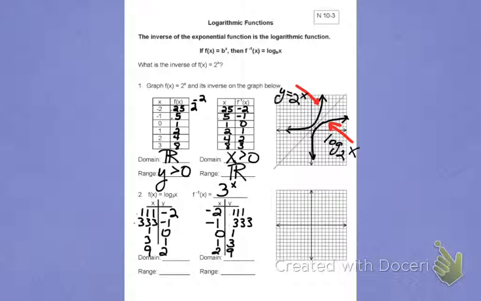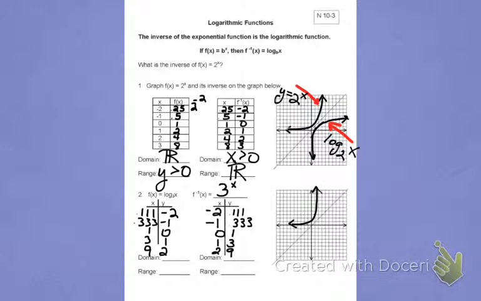We can plot it then. We'll try to put the line y = x on here so that we can see that they are reflections over that line. So we have points at -2, 0.11; -1, 0.33; 0, 1; 1, 3; and 2, 9. So it's a very similar graph, not quite exactly the same, but pretty similar.